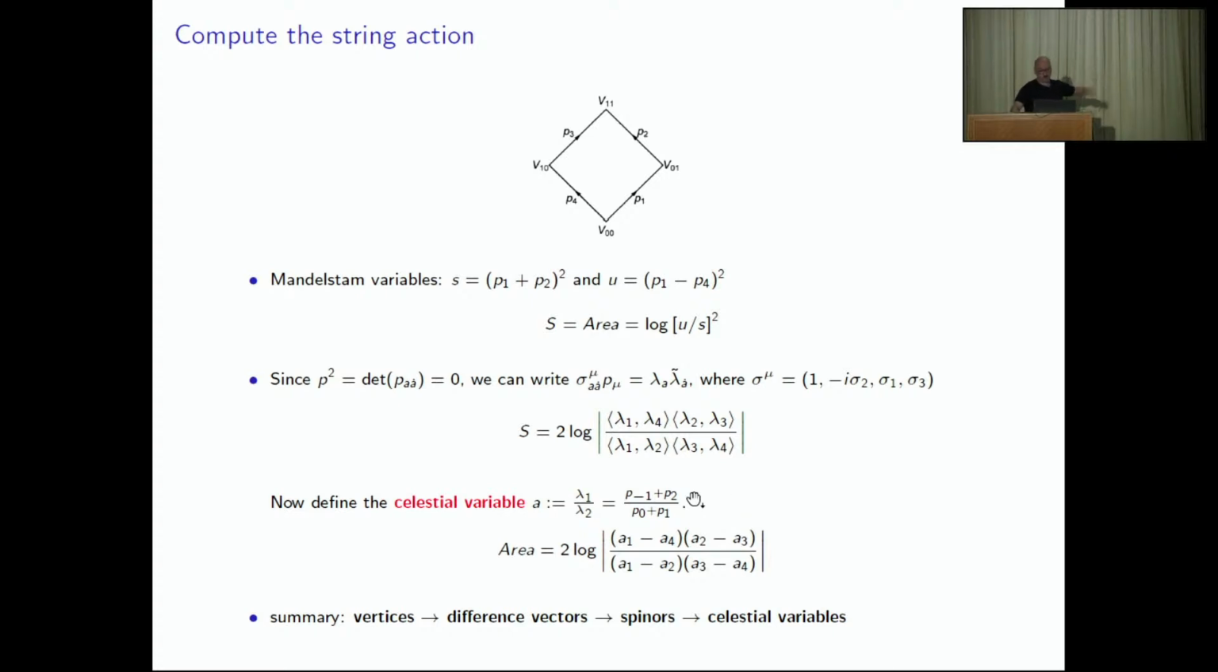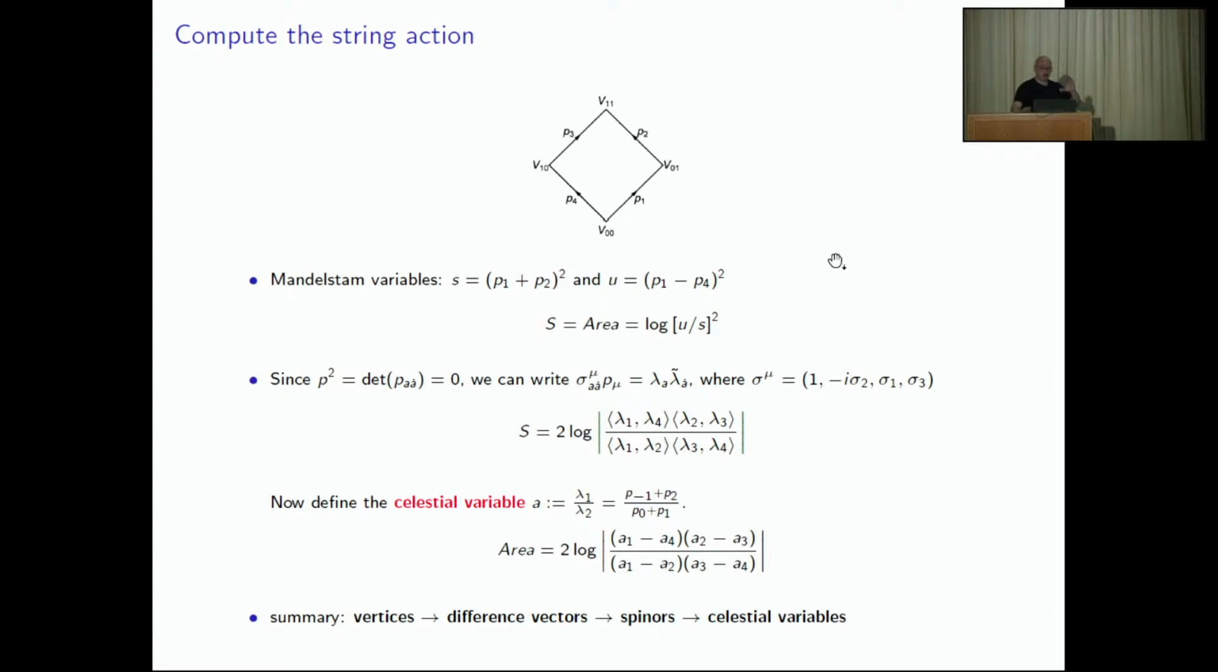If you're familiar with the celestial sphere story, then there's an i in that story here in front of P2. But in this talk, everything is real, except for perhaps the spectral parameter. In terms of these A numbers, you do get a cross ratio. So that is the area of the string worldsheet for this patch. Just to summarize, we went from the vertices, we computed these difference vectors, we decomposed them into a product of two spinors, and the spinor component ratios are the celestial variables. These A numbers sit on the edges, the kink world lines. So one kink world line, one celestial variable.